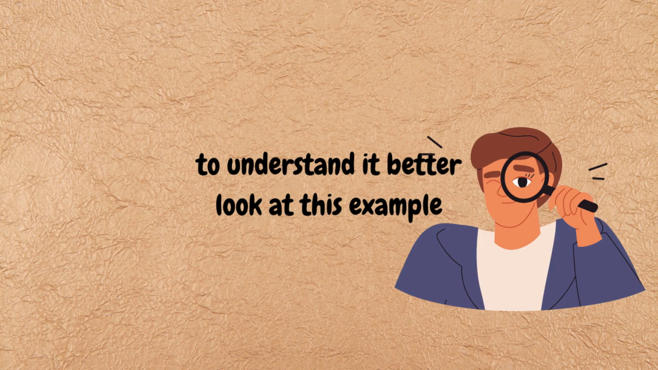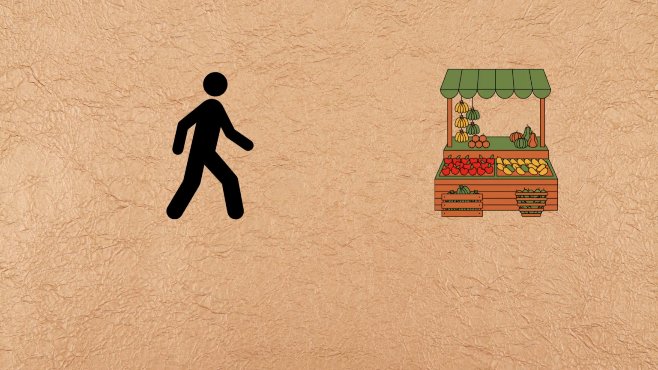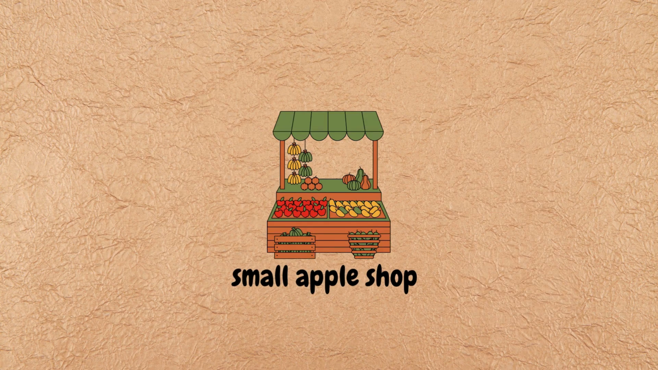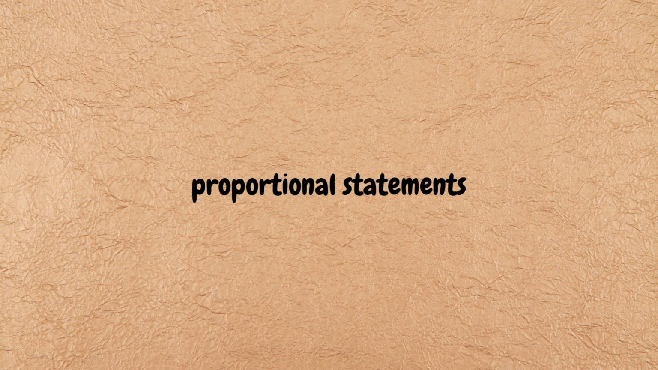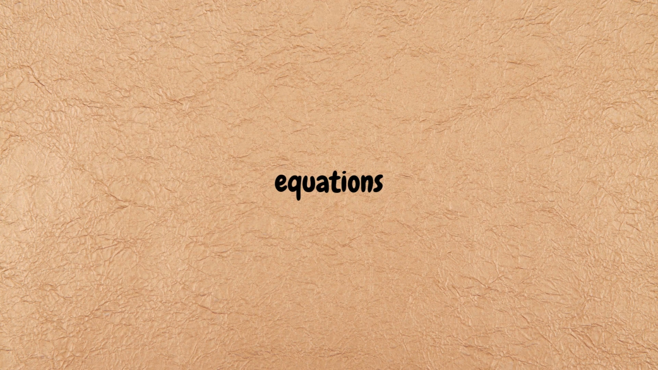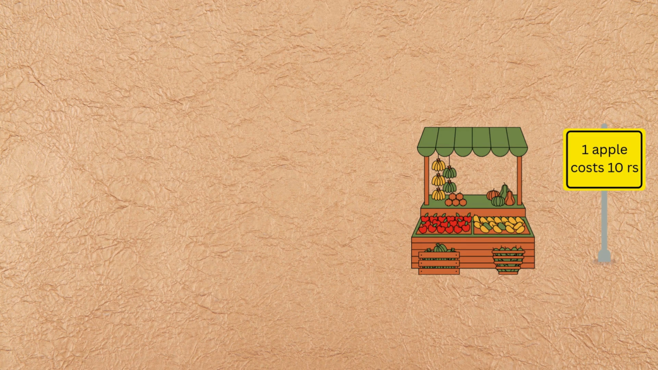To understand it better, look at this example. Let's imagine a very simple situation. You walk into an apple shop, nothing fancy, just apples and money. This small apple shop will help us understand proportional statements, constants and variables, equations, and how we find total cost, all with common sense. In this shop, every apple costs 10 rupees. This price is written on a board.